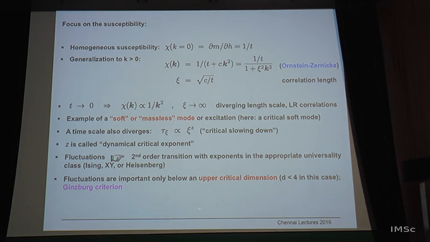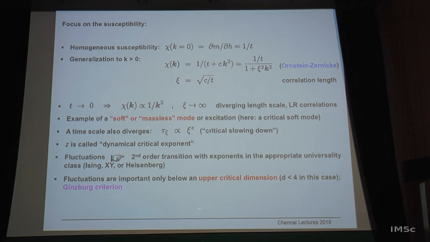It's only a particular example. There are plenty of reasons why one can have soft excitations in a system. Here it's a critical soft mode. It's brought about by the critical point. Okay? And by softness, we mean that in the denominator, there is no constant protecting this k-squared singularity. Cool.